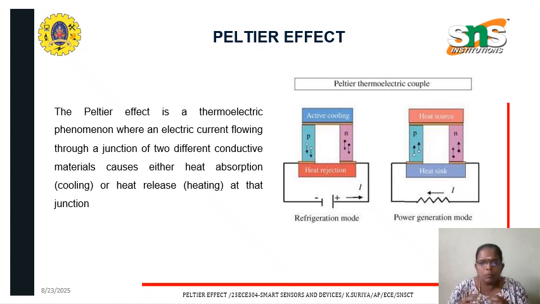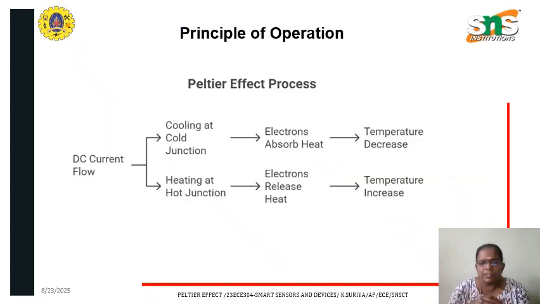This effect is a direct consequence of the fact that electrons carry not only charge but also heat. When electrons move from a material with low Fermi level to a material with high Fermi level, they must absorb energy in the form of heat to make the transition. Conversely, when electrons move from a high Fermi level to a low Fermi level, they release energy in the form of heat. Let us look at the principle of operation.